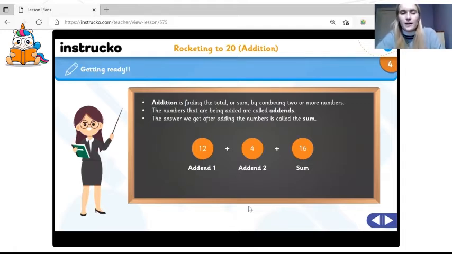So now, as our starter, let's try and work out what addition means. Addition is basically where we are finding the total or the sum by combining two or more numbers. The numbers that are being added are called the addends. So here in this equation, we have 12 plus 4 equals 16. Here the addends are 12 and 4 because these are numbers that are being added together. The answer that we get after adding numbers is called the sum. So here the sum is 16.